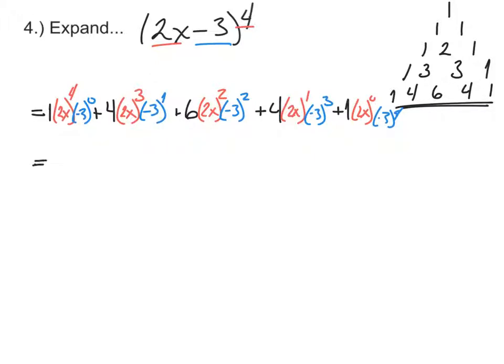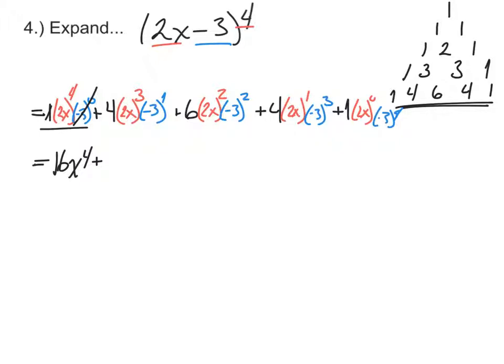So look at each term. Anything to the 0 is 1, and this one is 1. So we have to take 2x to the 4th, which is going to mean taking 2 to the 4th, which is 16, and x to the 4th. As we move on to the next term, most of them aren't going to simplify all in one step. So I would like it if everybody took 2 steps to do this.